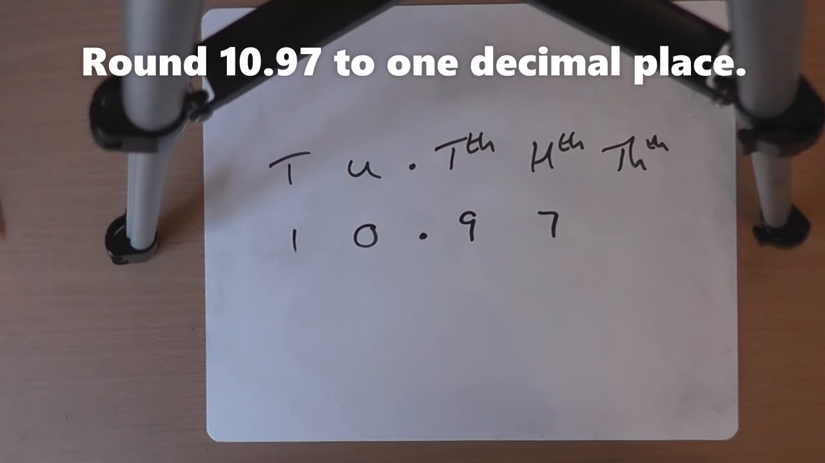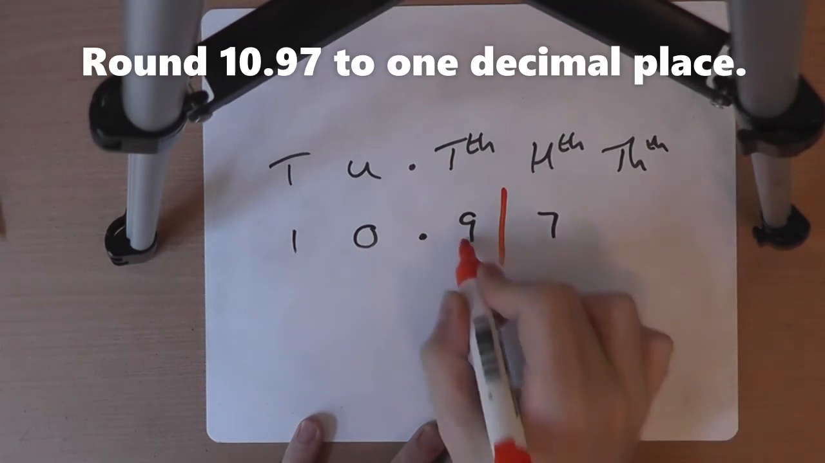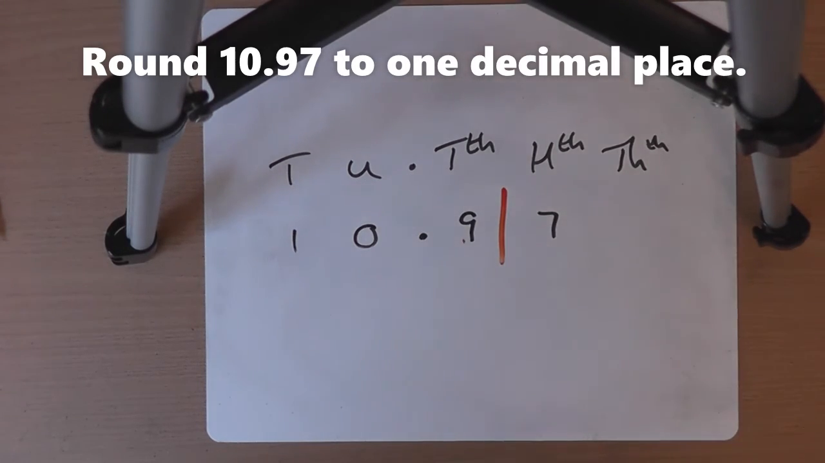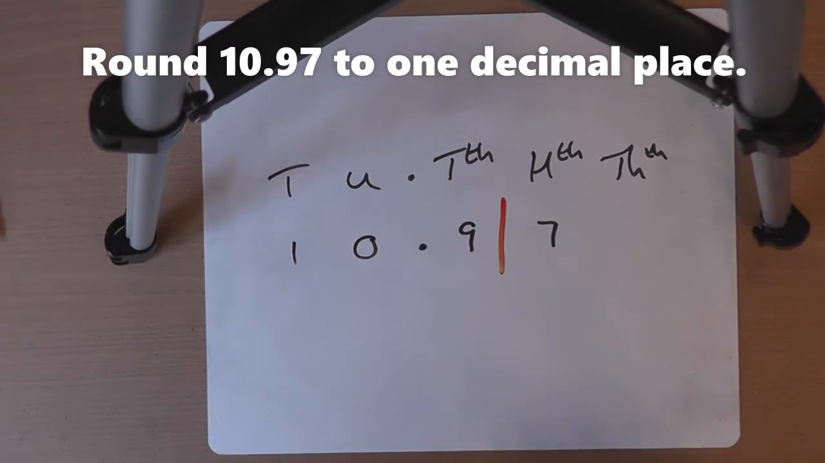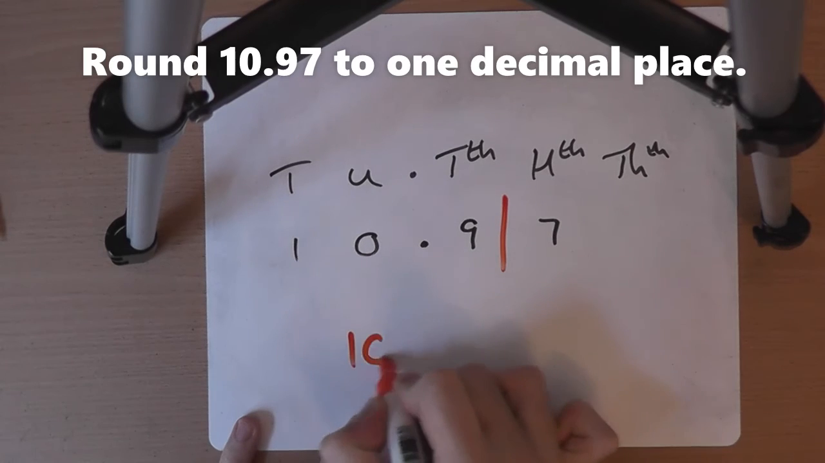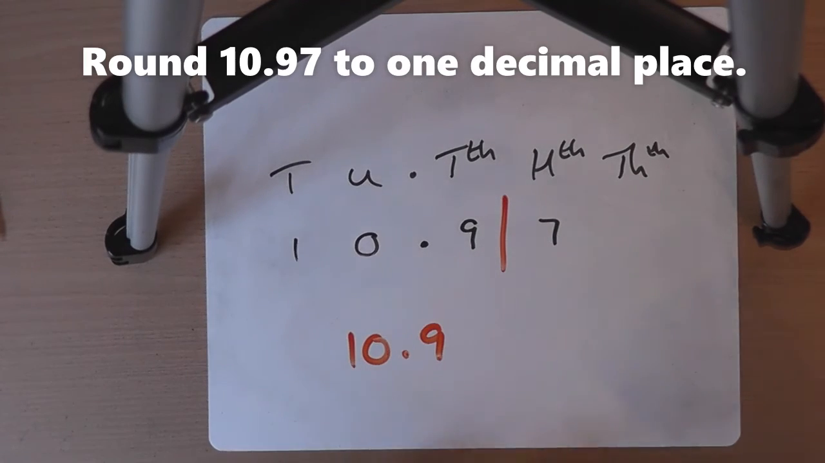Round 10.97 to 1 decimal place. Well, same thing again, we're going to 1 decimal place, so we're going to put the split line in after that. There's our 1 decimal place, and there goes the split line. This one here, this 9, is the one that's either going to stay as it is or it's going to change. So it will either stay as a 10.9 or it will increase by 1 and push up to be, ooh, what will it push up to be?